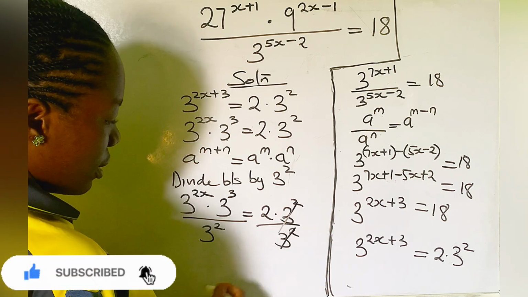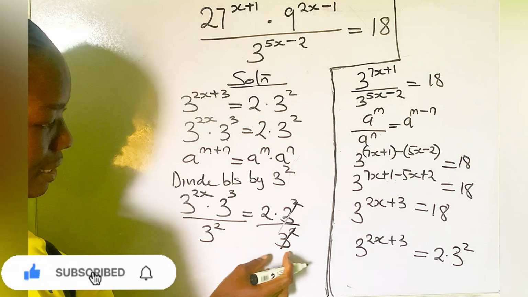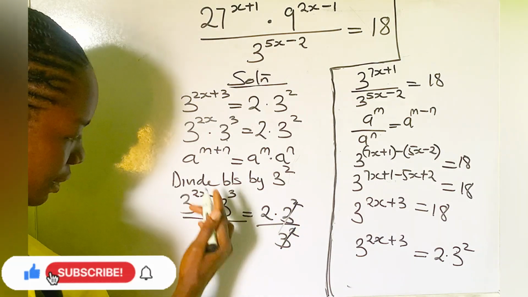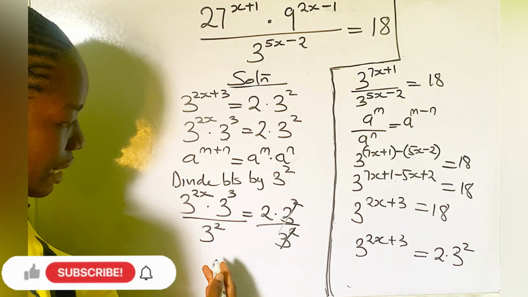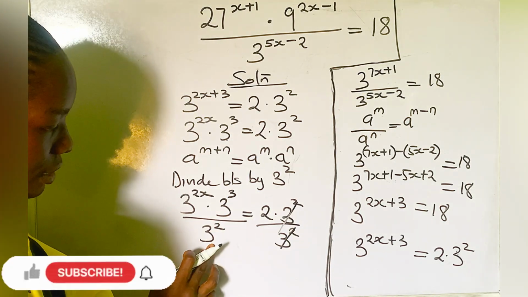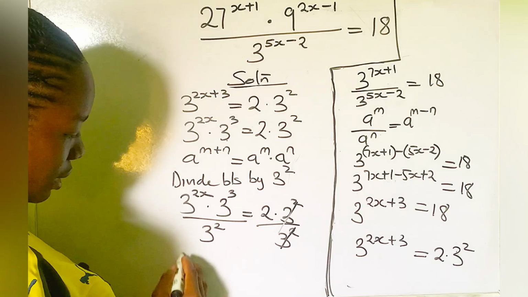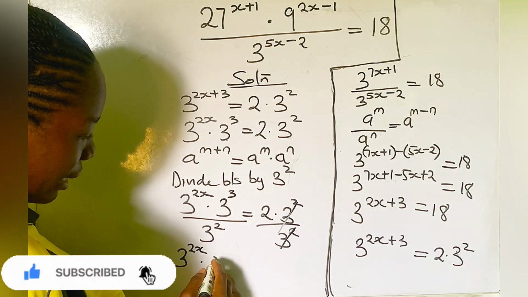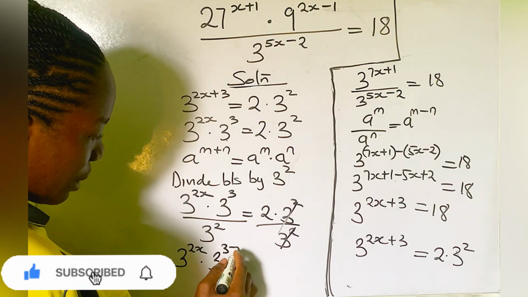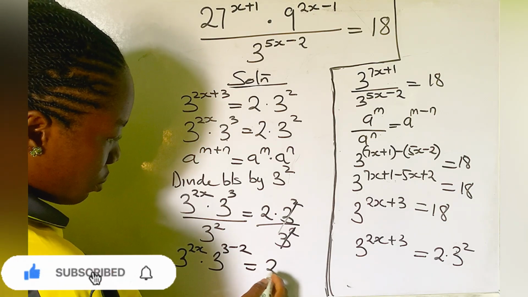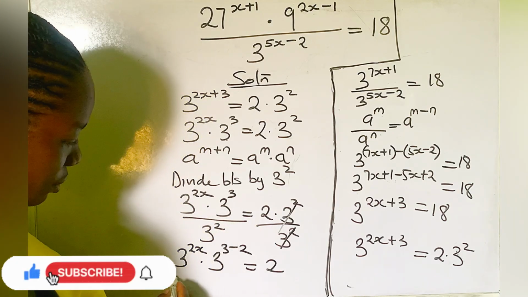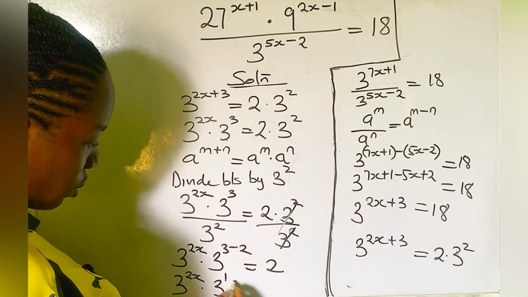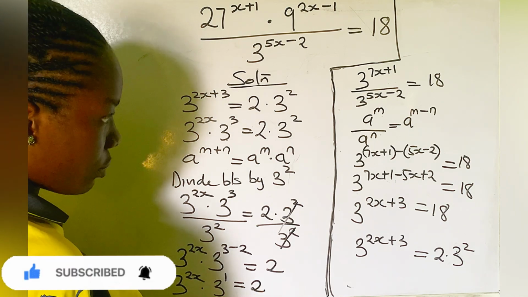So this will cancel this. And because this is already lower than this, they can actually divide each other, right? So when I said earlier that when you have two bases dividing, the exponent will subtract. So now this will be 3 to the power of 2x multiplied by 3 to the power of 3 minus 2 is equal to 2, right? So this is now 3 to the power of 2x multiplied by 3 to the power of 1 is equal to 2. So let's continue.